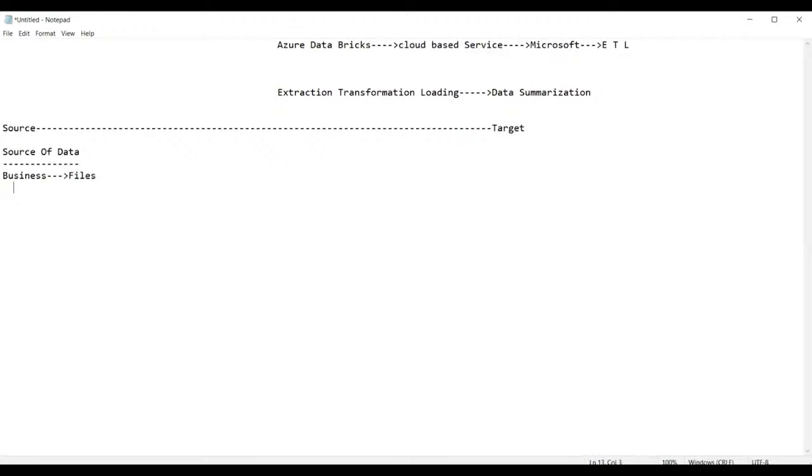So what are the types of files you have? The files are the following. We can have Excel files. And we can have CSV files, which stands for comma separated value files. And you have JSON files. JSON stands for JavaScript Object Notation files.